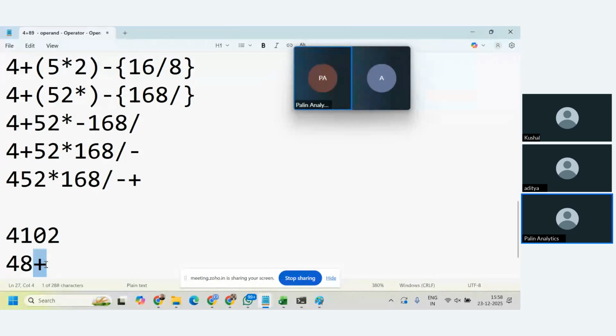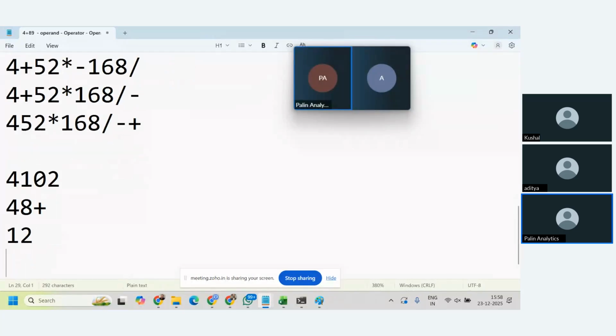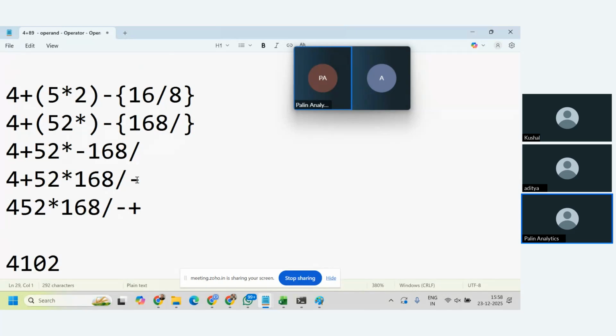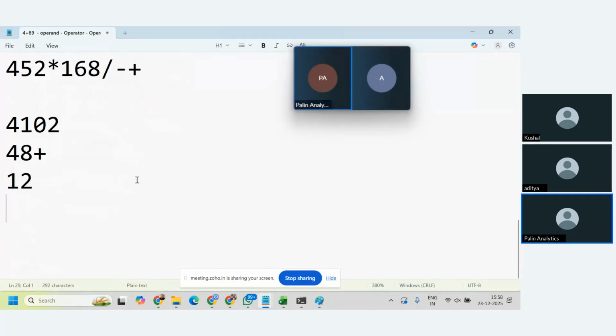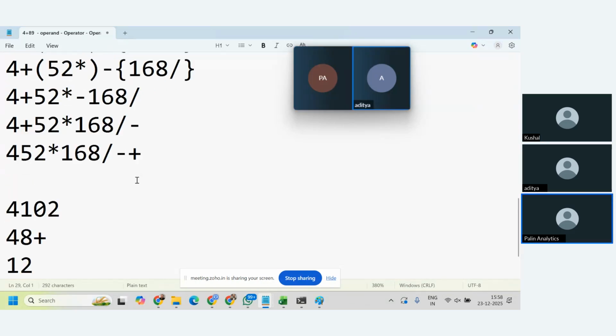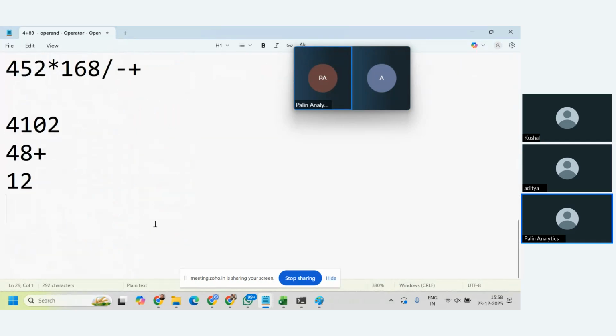And when this plus is encountered, this 8 will pop, then 4 will also be popped, and 8 and 4 will be calculated, and finally we will get the 12. Like this, the entire calculation will be performed in case of postfix. Okay, is this understandable? So this is basically an entirely stack based operation.